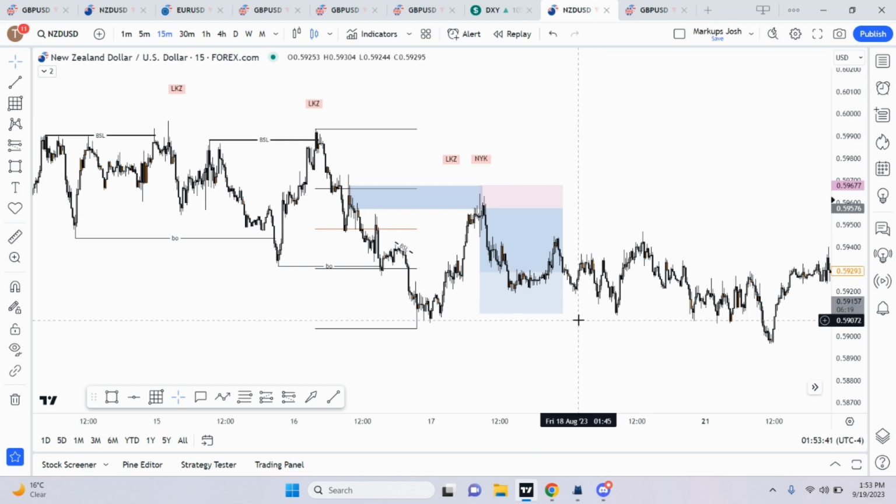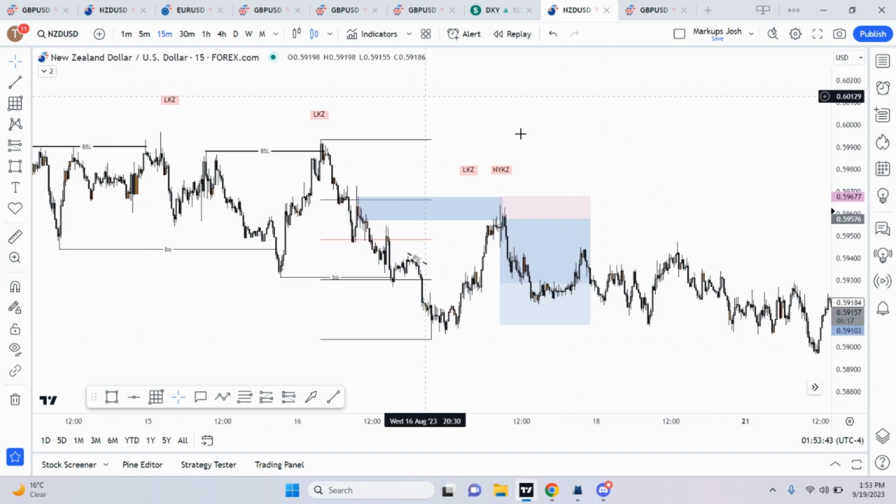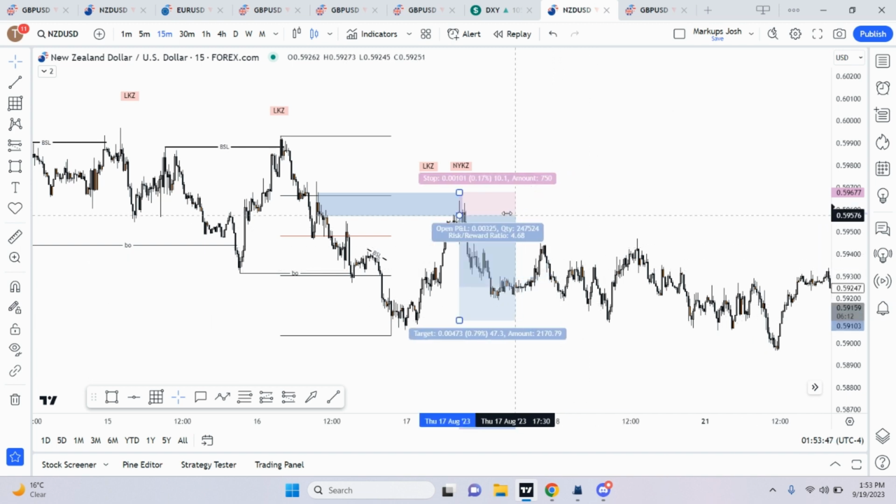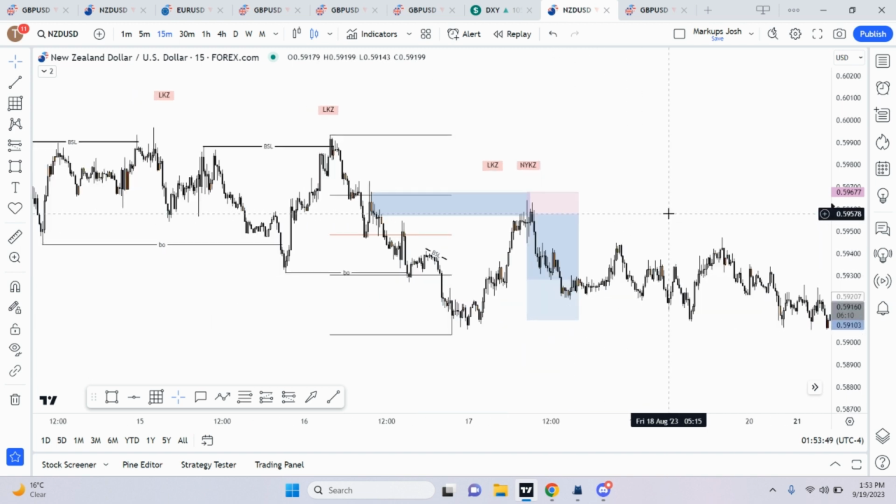New York session or London session, whatever. You can see the strategy. It really does yield 5R almost every single time. I take profits at 5R or I take a loss.